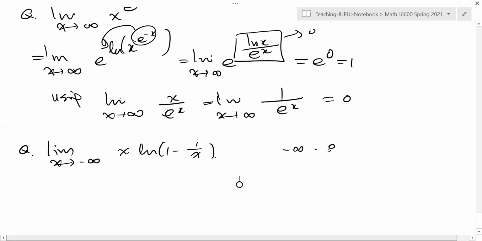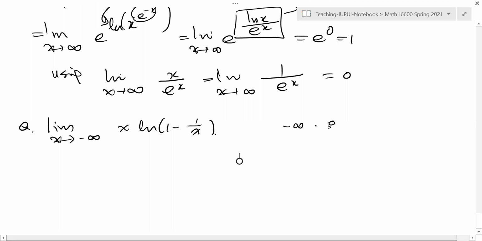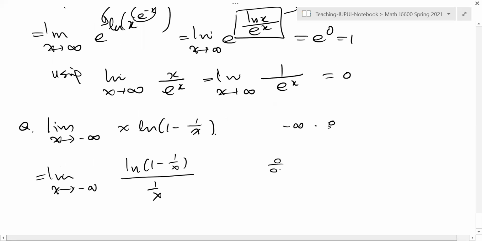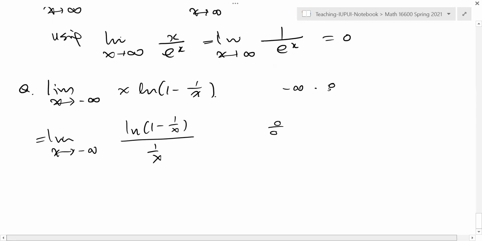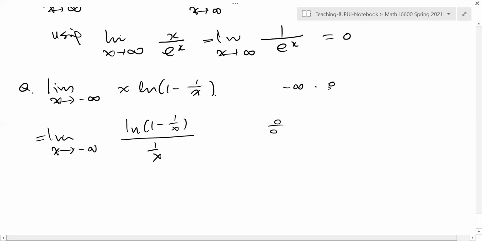So we have to convert it to a quotient. The only part we can make a change is x. So I moved it to the denominator. Okay, it becomes 1 over x. Then it becomes 0 over 0 type. Then you can apply L'Hopital's rule. Now you can change the variable. Some of you may prefer to change the variable, or you can keep it and continue to differentiate.